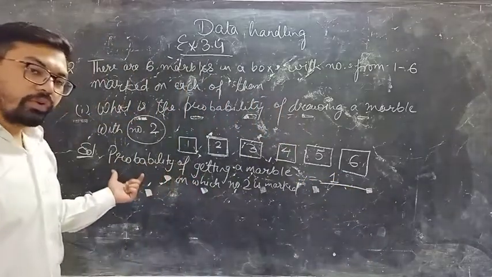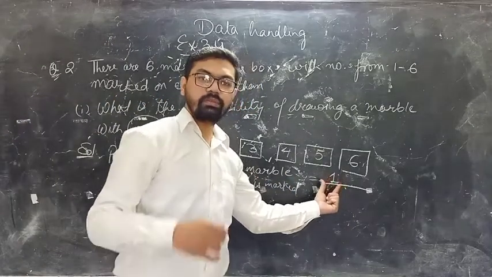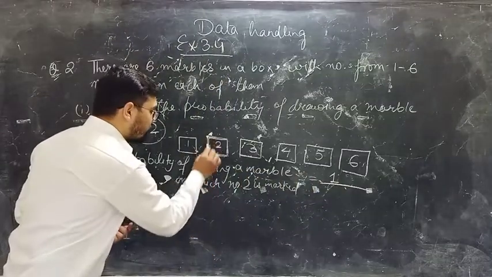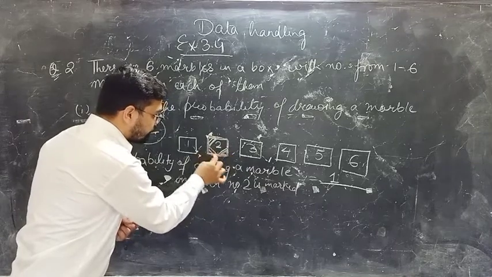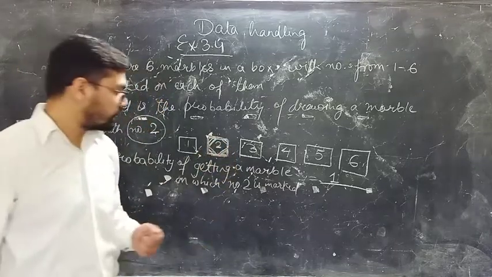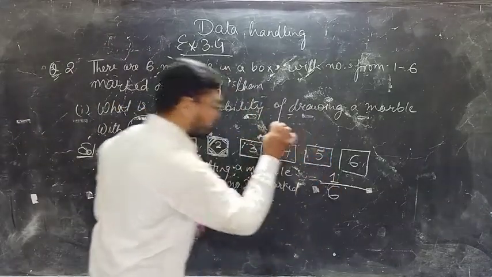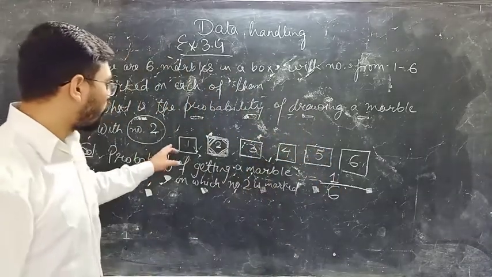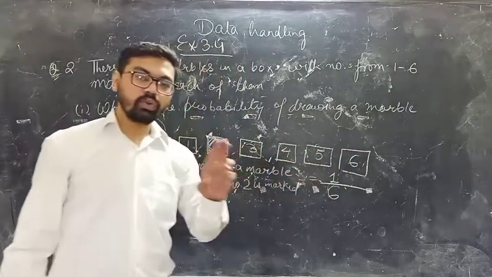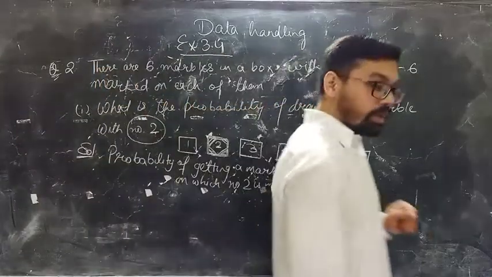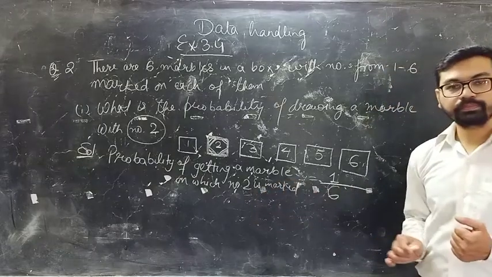So the formula for probability of an event is number of events, or you can say number of observations. So you have only one event, or you can say one observation where you can get a marble on which 2 is marked, right? So 1 out of 6, because the total number of observations are 6. So you can say 1, 2, 3, 4, 5, 6. So out of 6, only one chance. So 1 by 6 chances are there for getting a marble on which 2 is marked.